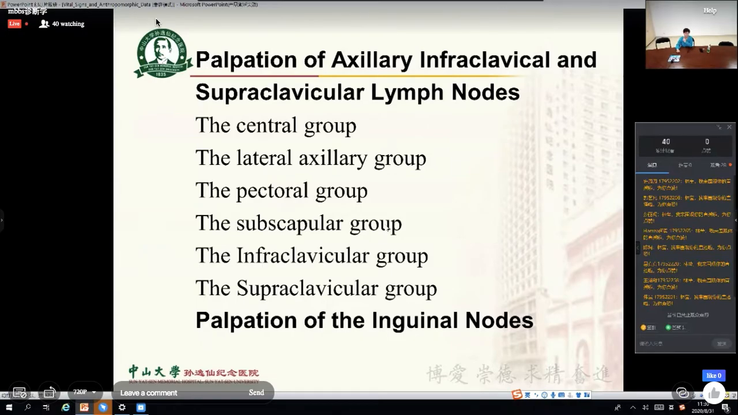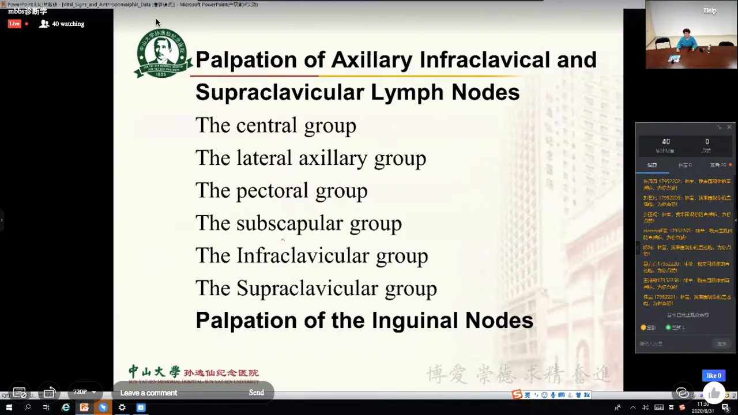Also, we need to perform the supraclavicular group. These groups are also included in the cervical lymph node examination. So we are not just looking at this group, but these 5 groups, the first 5 groups, are from the axillary region.